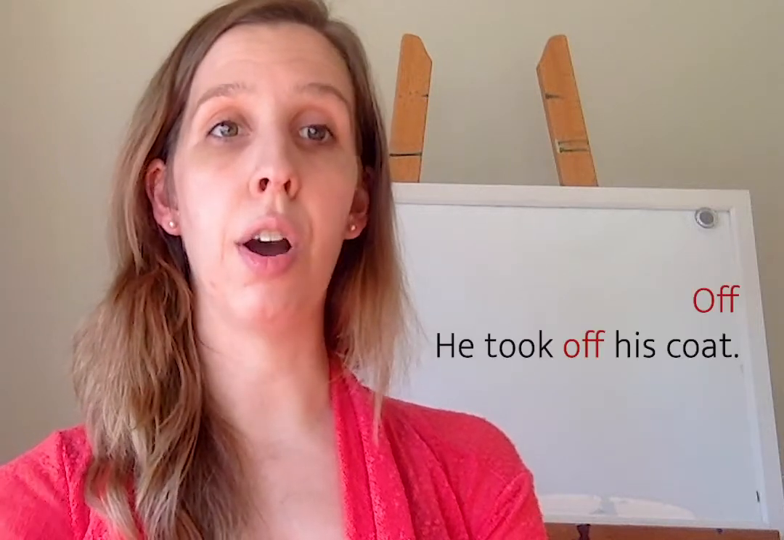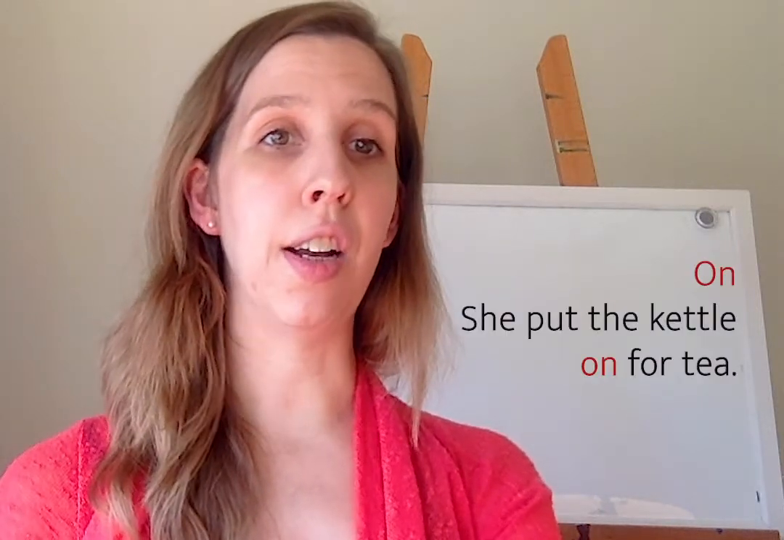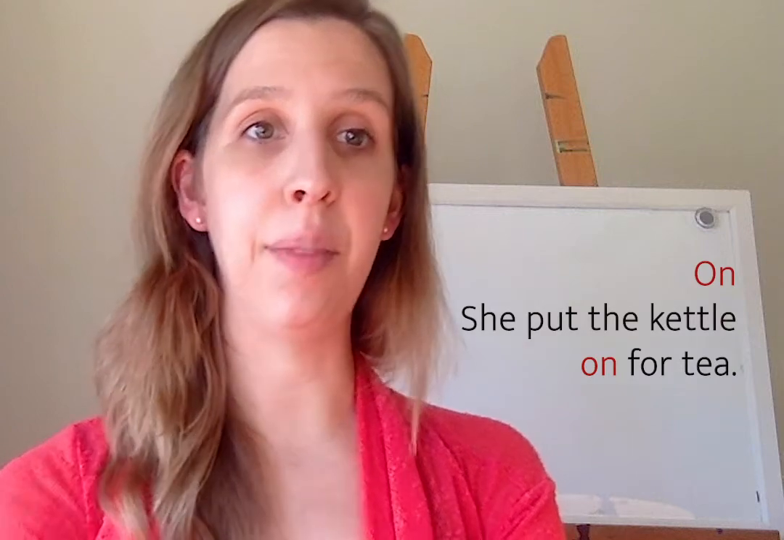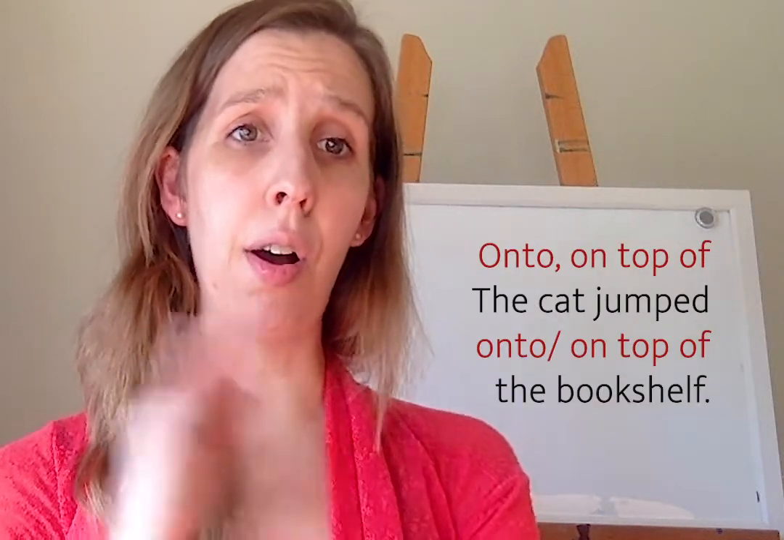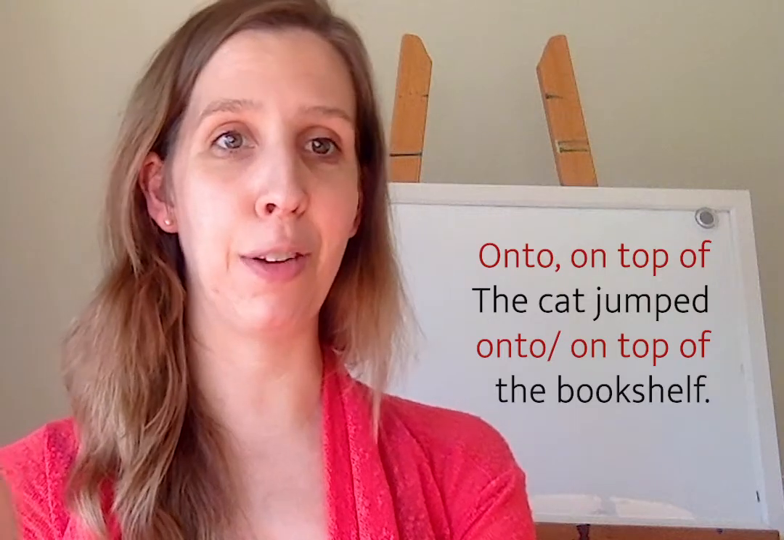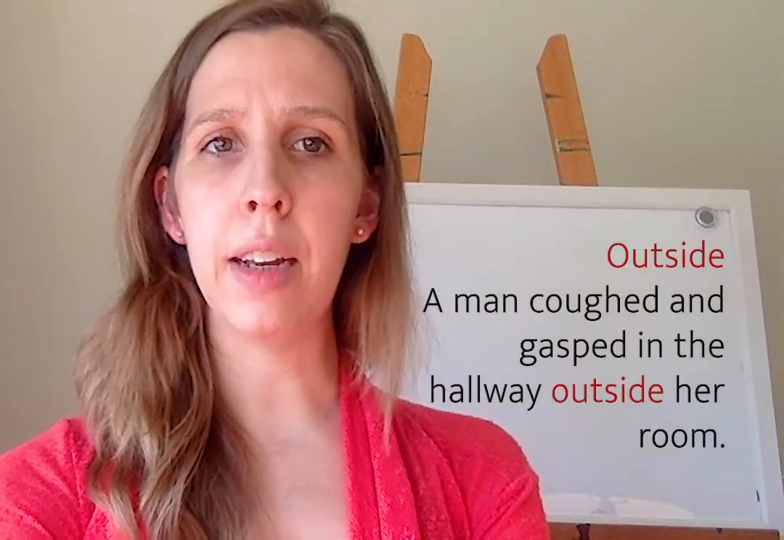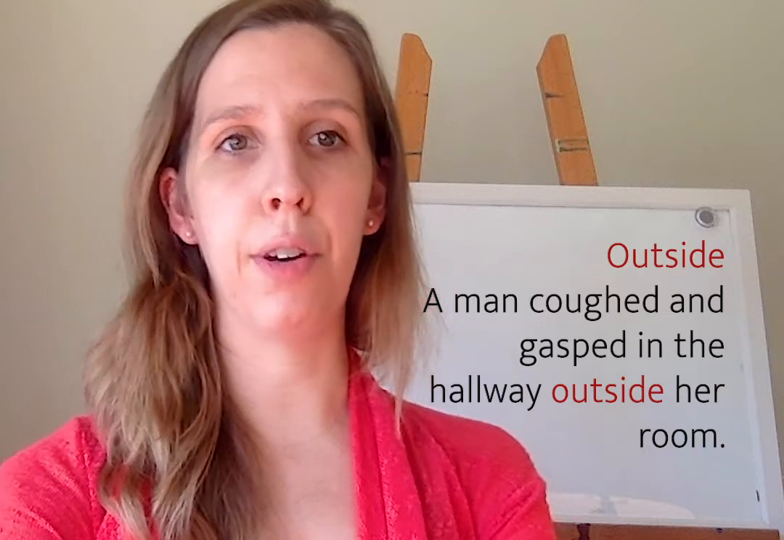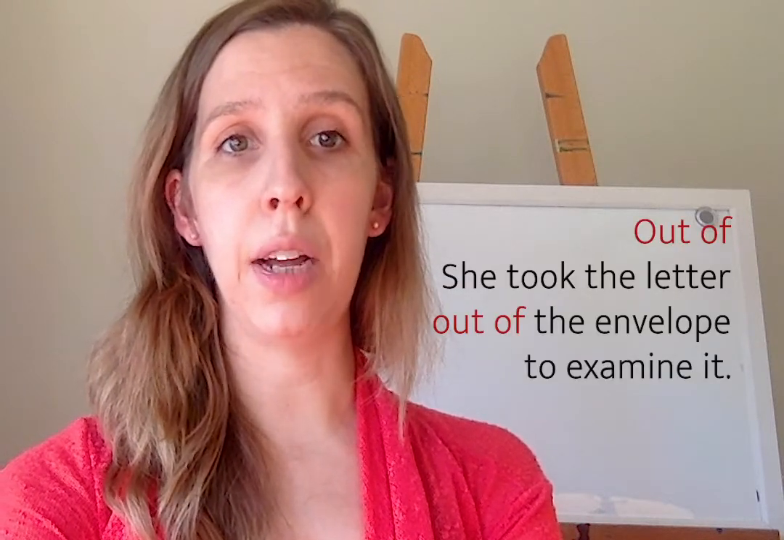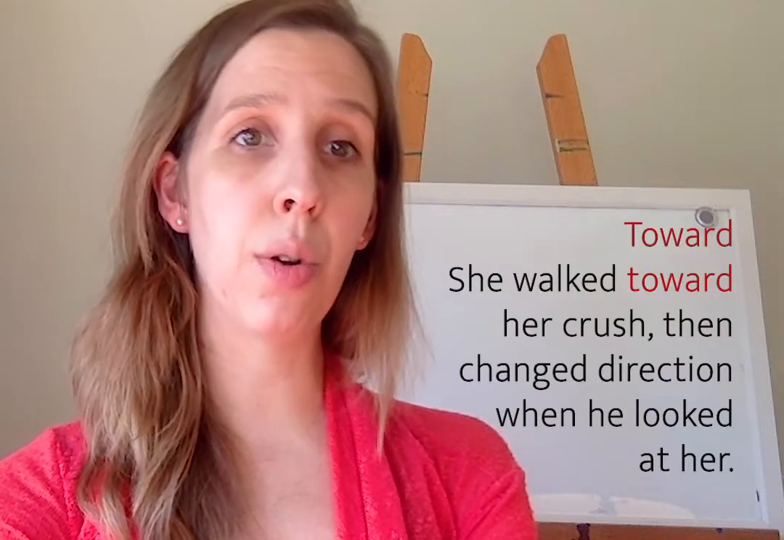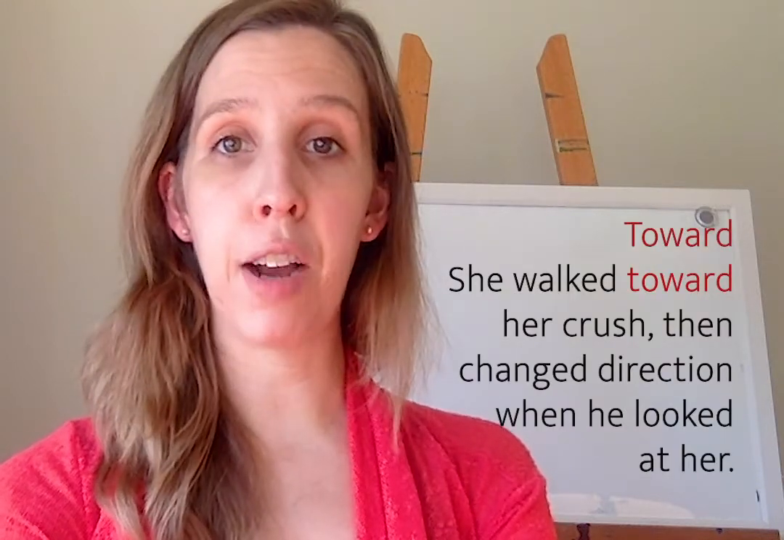Off, he took off his coat. On, she put the kettle on for tea. Onto, on top of, the cat jumped onto or on top of the bookshelf. Outside, a man coughed and gasped in the hallway outside her room. Out of, she took the letter out of the envelope to examine it. Toward, she walked toward her crush, then changed direction when he looked at her.